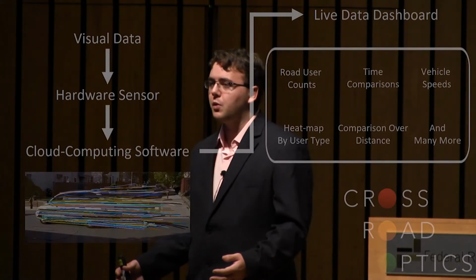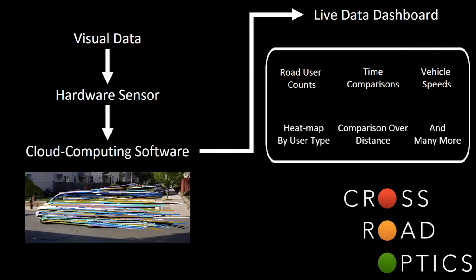In the future, we also plan to expand this to include metrics like a heat map by user type. This will allow you to see where pedestrians are walking the most commonly, and also see the one-offs, where somebody is jaywalking. We will also implement a comparison over distance. This means that we can compare two sites to each other, and that is crucial for understanding and comparing the safety of your intersection to somebody else's.